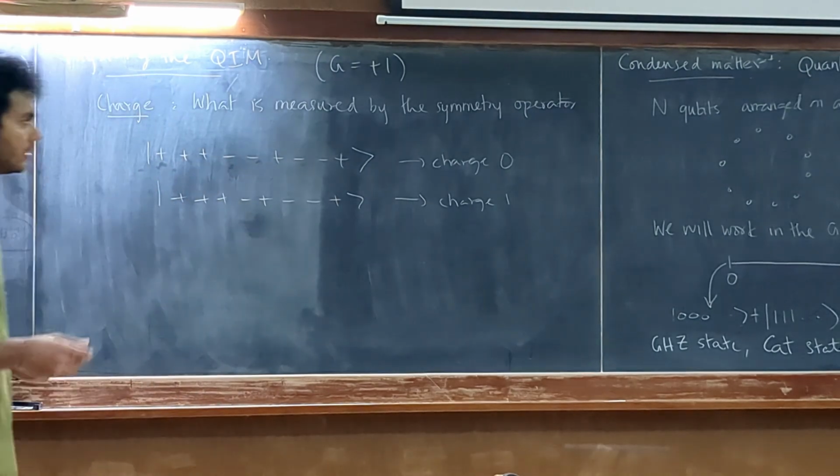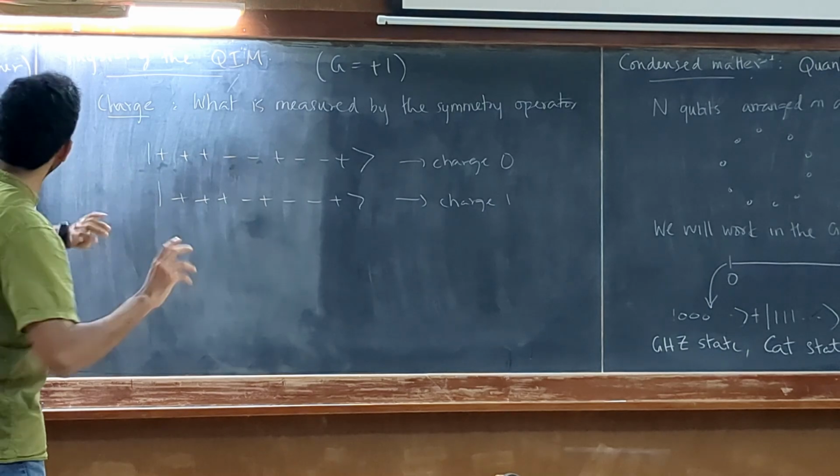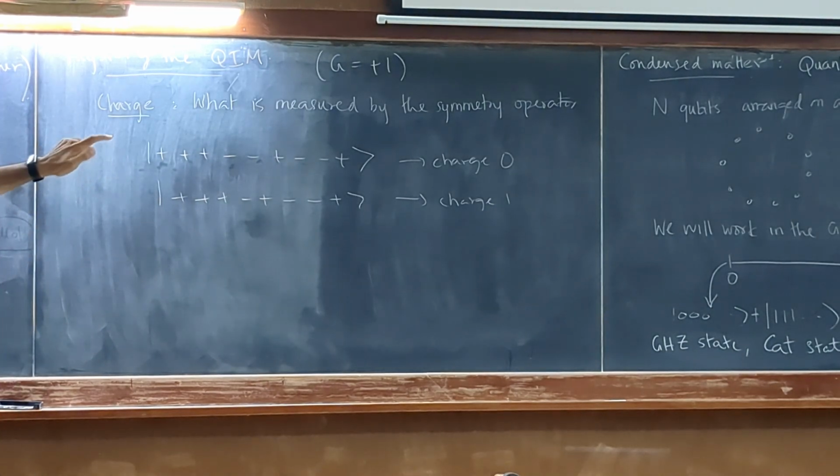Now let's look at the physics of the transverse field Ising model, quantum Ising model, near h equal to infinity. Okay?